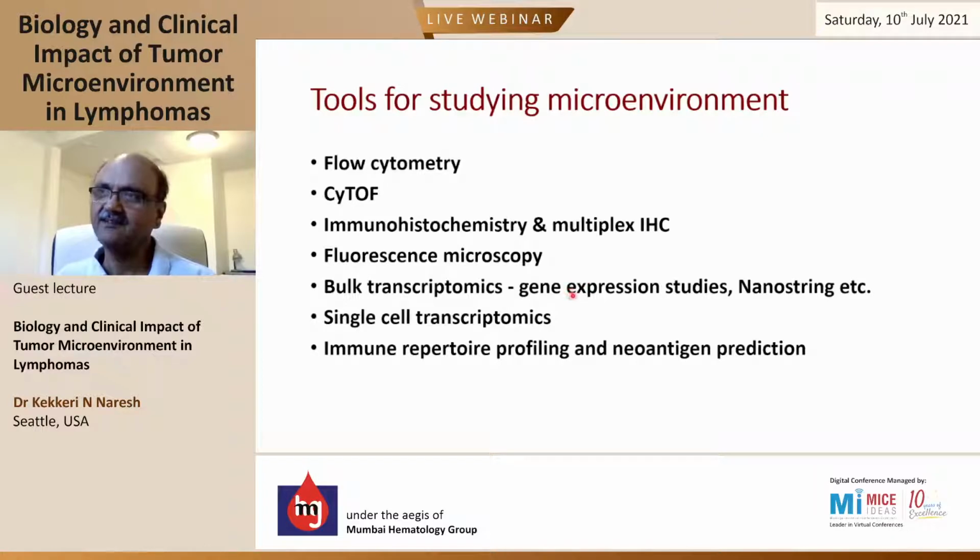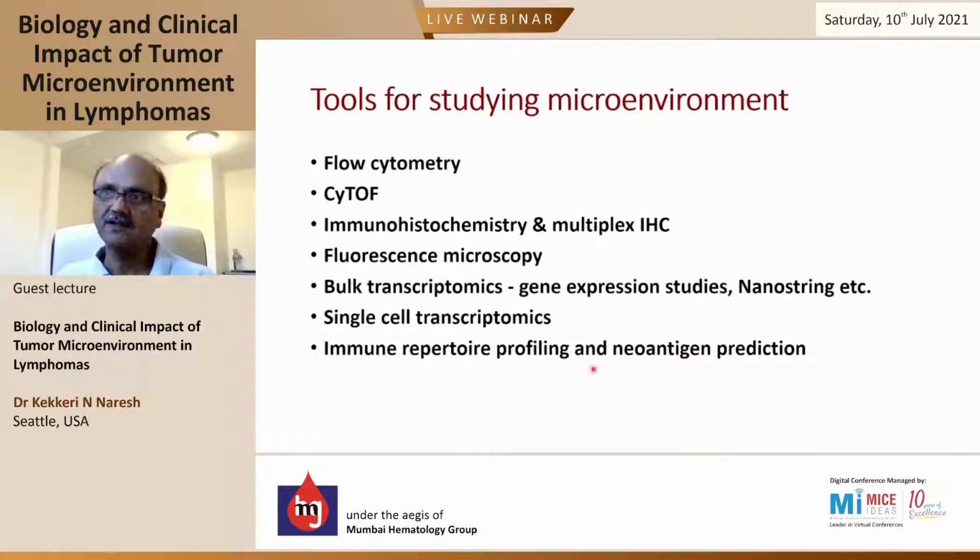So you are extracting the RNA and studying it. The drawback of these studies is still that it is not in situ and the architectural context is lost. Then you also have single cell transcriptomics. You can study single cells in much more detail. I showed you one example in Hodgkin lymphoma. But again, the drawback is losing the architectural context.